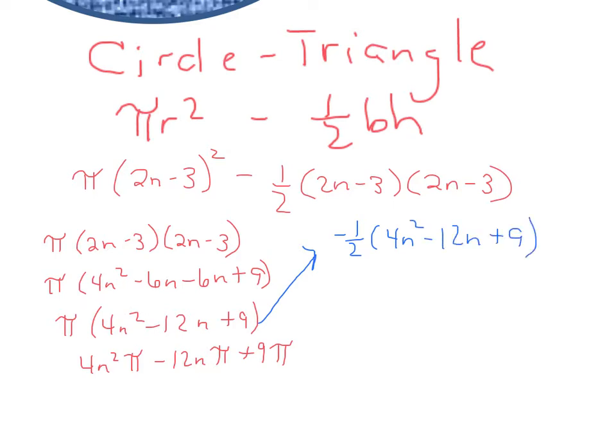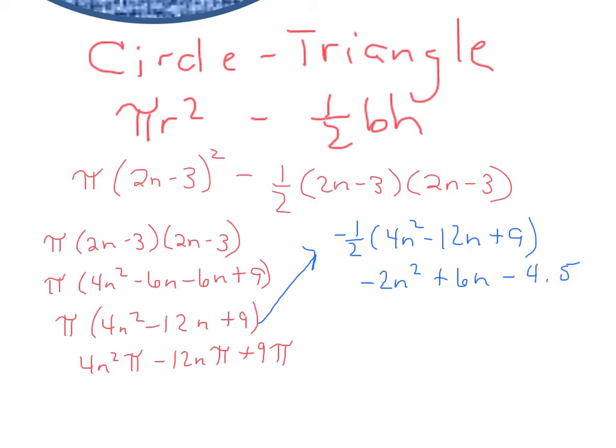Now I am going to distribute that half through, so I'm going to take a negative half. So I'm going to have a negative 2n squared, a positive 6n, and then if you want to call this negative 4.5, negative 9/2, negative 4.5, it doesn't matter, okay? All right, so now, because of this pi symbol down here, I cannot combine these guys with these guys, okay?